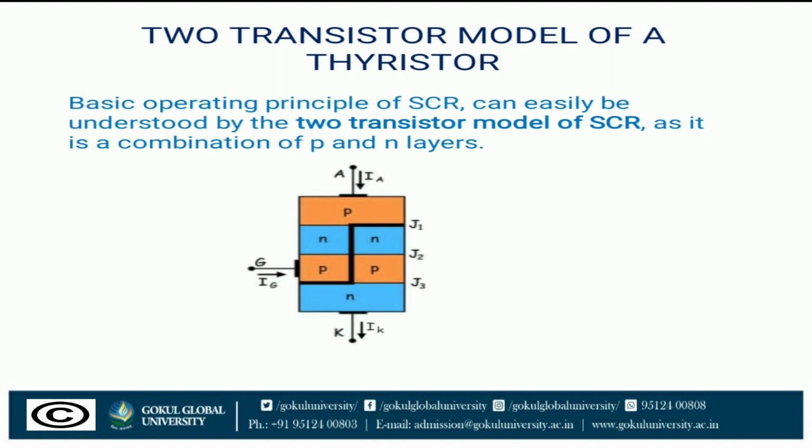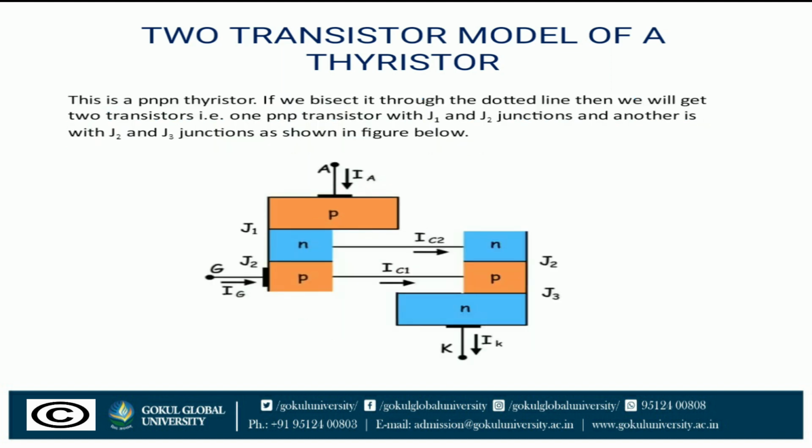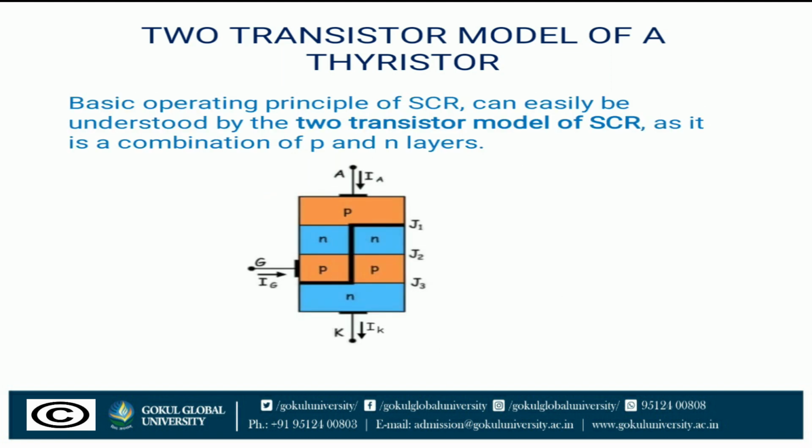Now let us look at a two transistor model of a thyristor. Sometimes it is referred to as the two transistor analogy. The principle of thyristor operation can be explained with the use of its two transistor model. So, in the figure we can see the schematic diagram of an SCR. From this figure, the two transistor model is obtained by bisecting the two middle layers along the dotted line into two separate halves as shown in the figure.